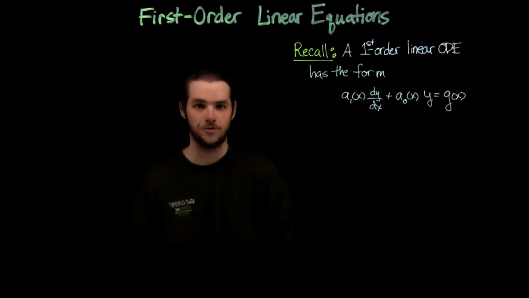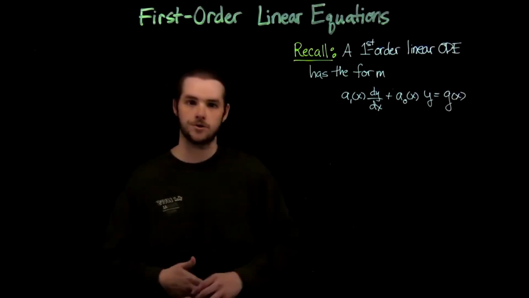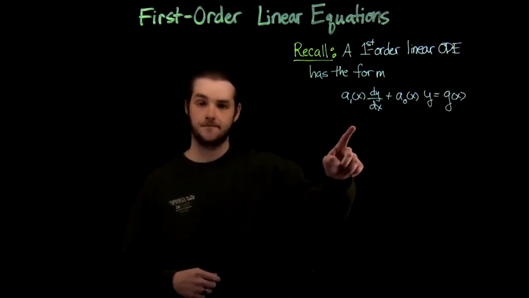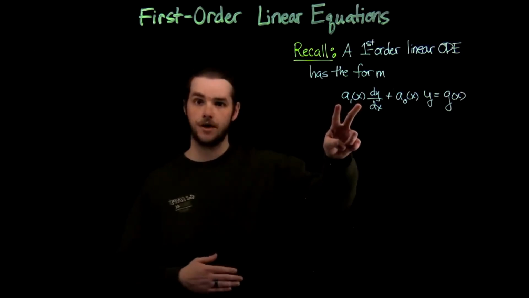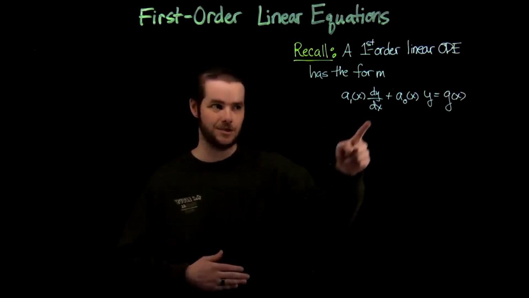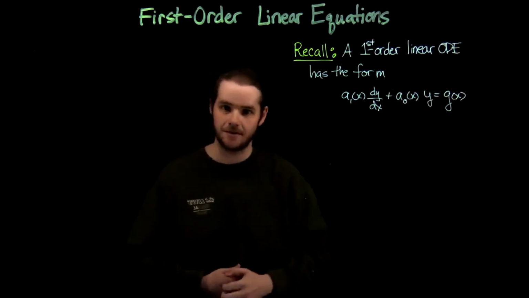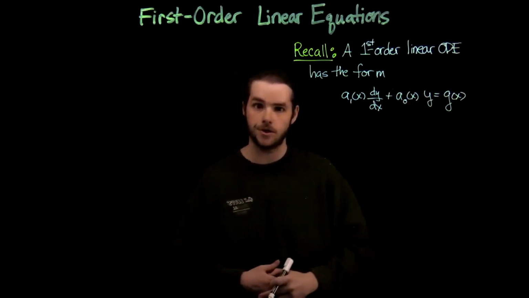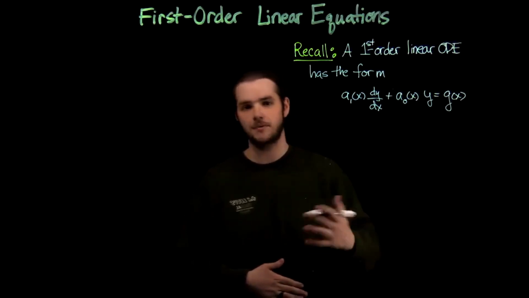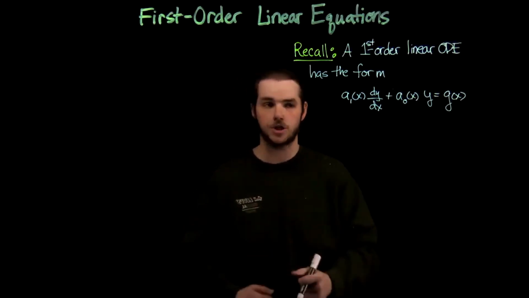Quick refresher for you. If you recall, a first-order linear ODE has this form, where I've got some function of the independent variables only times dy dx plus some function of independent variables only times y equals some function of independent variables only. Now for this section, it's going to be helpful to actually adjust this notation a little bit.